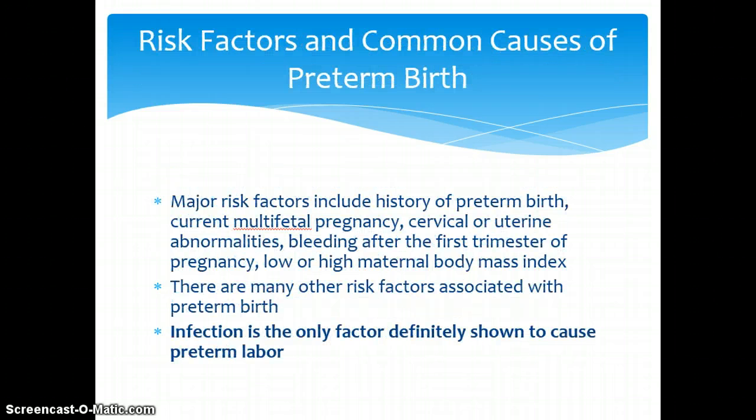Risk factors and common causes of preterm birth. There are many risk factors for preterm births, including a history of a preterm birth, current multifetal pregnancy, cervical and uterine abnormalities, bleeding after the first trimester of pregnancy, low or high maternal body mass index. There are many other risk factors associated with preterm birth. Those are just the major ones. However, infection is the only factor that has definitely been shown to cause preterm labor, and that's typically some sort of infection in the vaginal area.